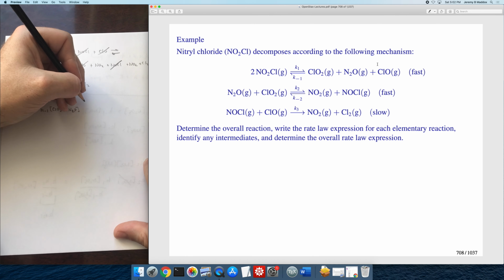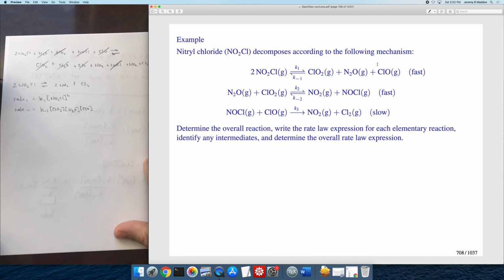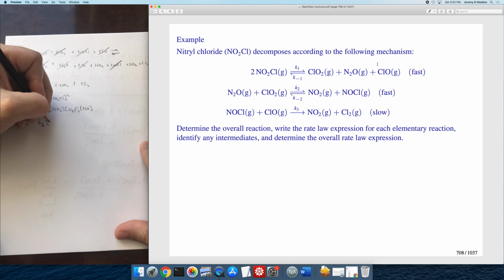N2O, ClO. What about for this fast step? It's also reversible. Rate 2, K2, the rate constant, bimolecular type 2.